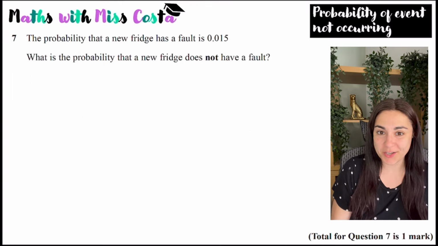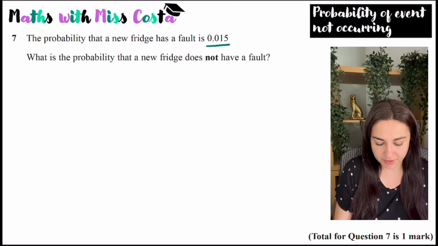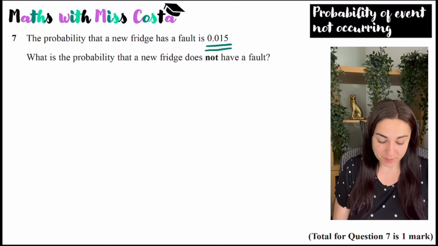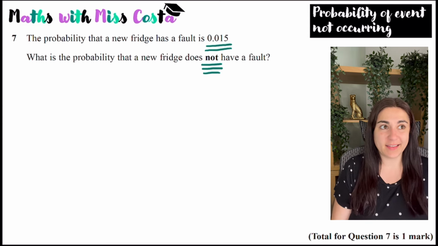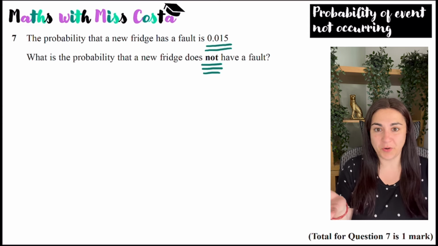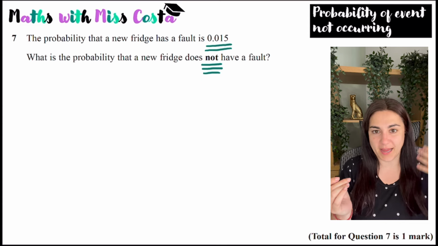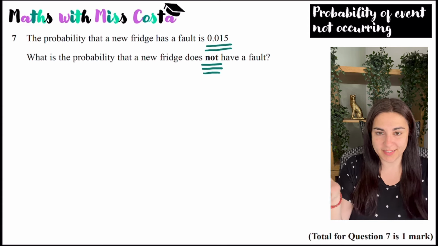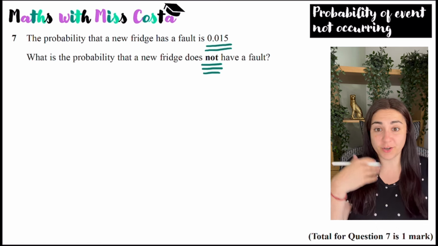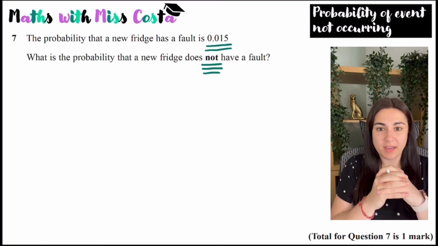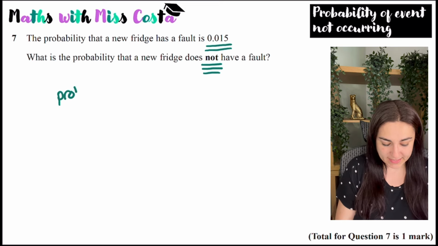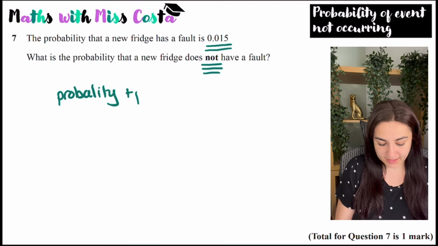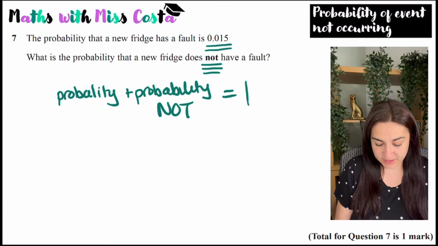Okay, so the probability that a new fridge has a fault is 0.0015. I need to work out the probability that a new fridge does not have a fault. So with probability, either something can happen or it cannot happen. So I could wear a black dress today, or I could not wear a black dress today. I could cross the road today, I could not cross the road today. And with probability, the chance of something happening and the chance of something not happening has to add to 1. So the probability of something happening plus the probability of it not happening must add to 1.